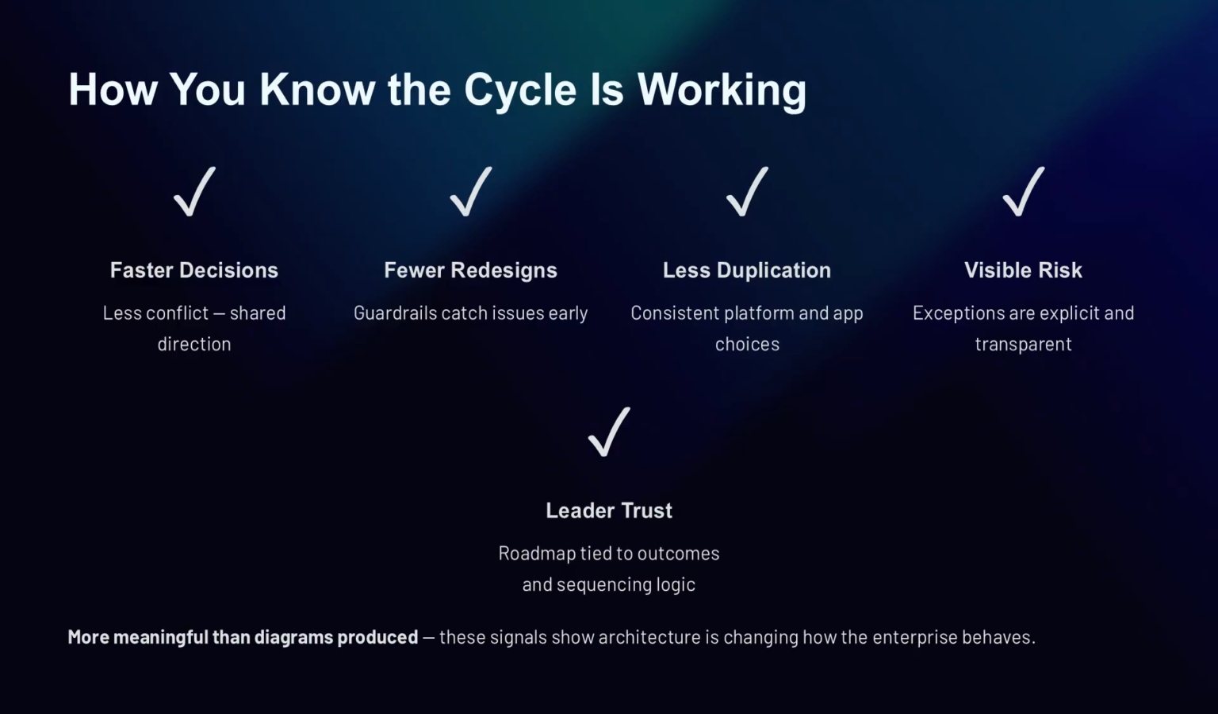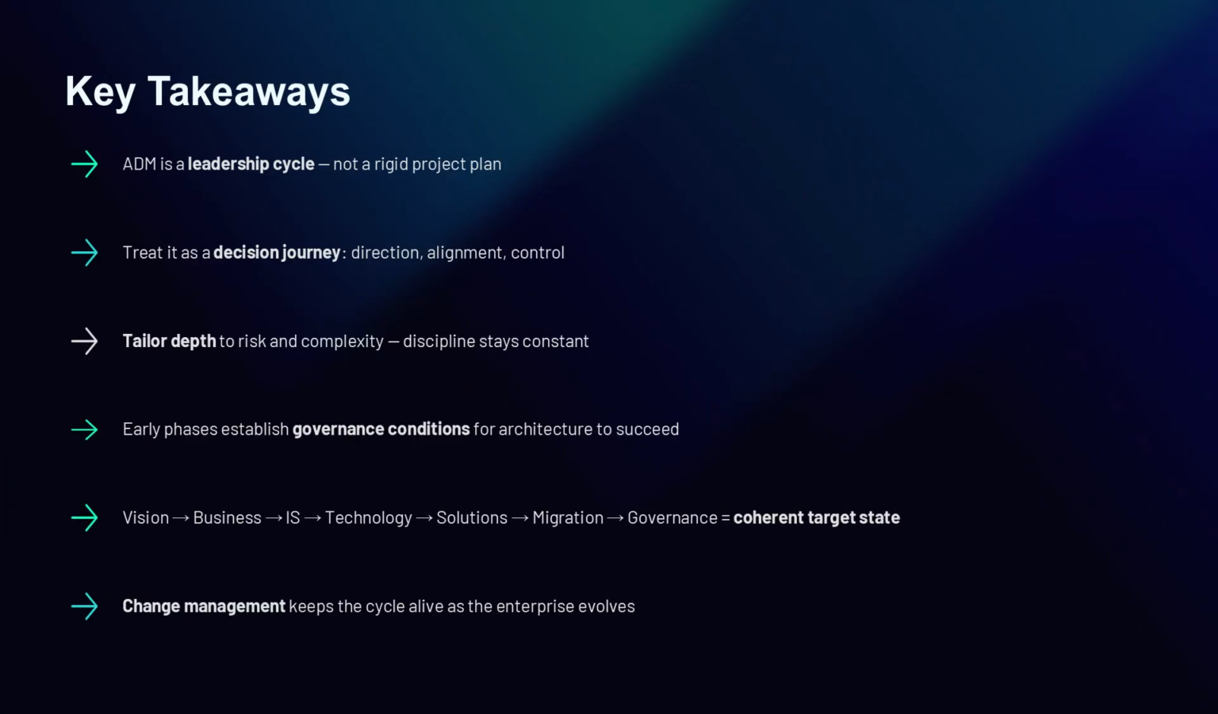It is working when risk is visible and exceptions are explicit because governance is transparent. And it is working when leaders trust the roadmap because it is tied to outcomes and sequencing logic. These signals are more meaningful than the number of diagrams produced because they show that architecture is changing how the enterprise behaves.